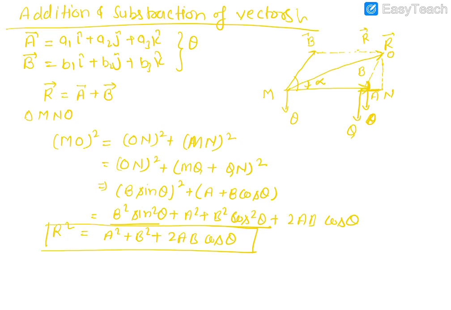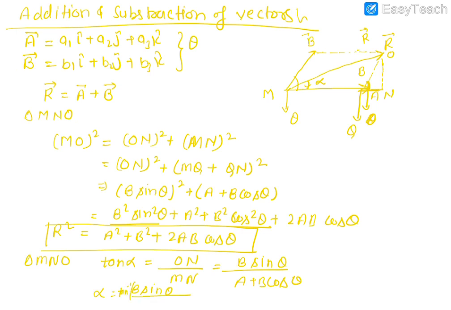Now what is the angle for this r? We can again apply tan alpha in this triangle mno. Tan alpha is on upon mn, right? So on is b sin theta upon a plus b cos theta. So alpha is equal to tan inverse of b sin theta upon a plus b cos theta. So this is the direction of that angle.